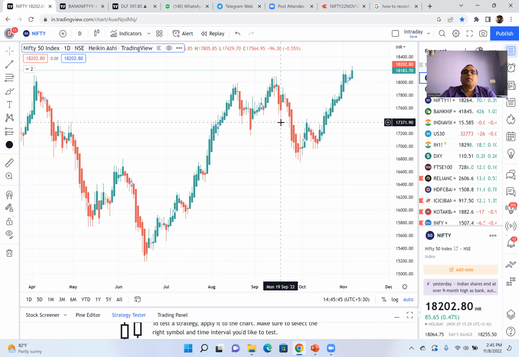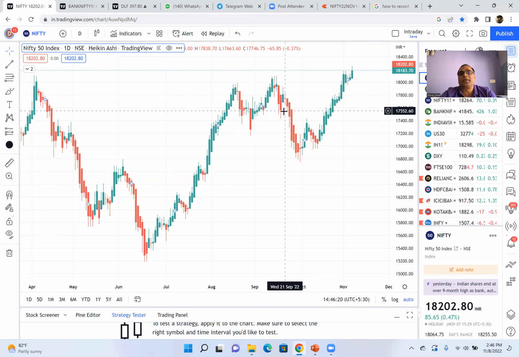Once we got into a short trade on 19th, what was our SL? Our SL on a Heiken Ashi was this high. Now, next day, what happened? We got a reversal candle, unfortunately. The close was 17,812. High was 17,805. So here our SL will get hit. But it is very close. So you can exit that trade.